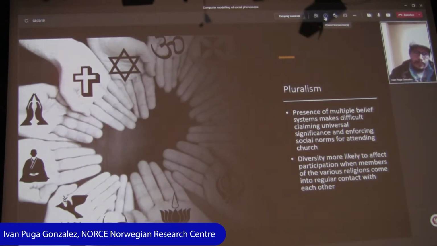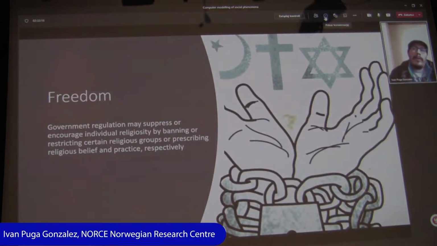The next one is freedom, which is whether the environment in which you are immersed allows the expression of your beliefs and the practice of your beliefs, right? This is relevant, for instance, in countries in which one religion is favored over others. You may think, for instance, of Muslim countries in which Islam is the religion that is favored, and the others may be just forbidden, for instance, right? So this is what we mean by freedom.